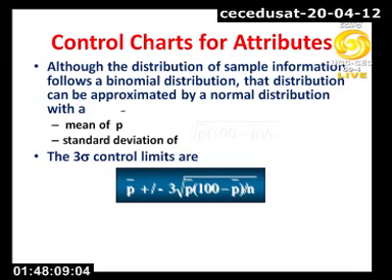The 3 sigma control limits are then p bar, which is the mean, plus or minus 3 times the square root of p into (100 minus p) divided by n. This will give us two limits for the control chart, and the control chart will be drawn with these two limits and a mean value. The mean value is given by p bar.